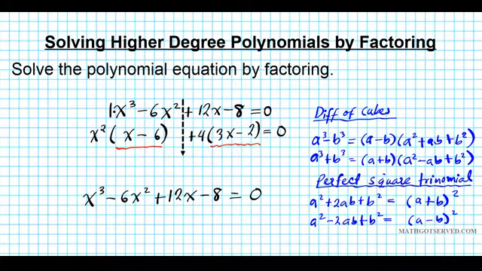Now if you take a look at the first term, you have x to the third, and the last term is 8. Now, if you think about it, what do these two terms have in common?